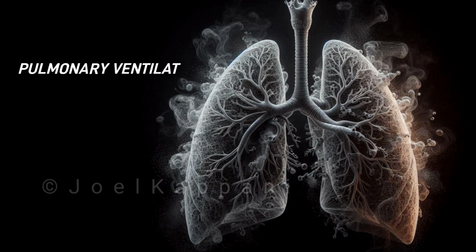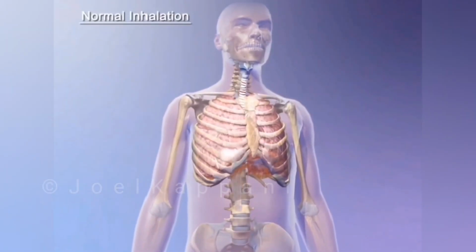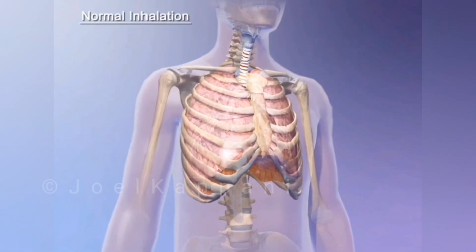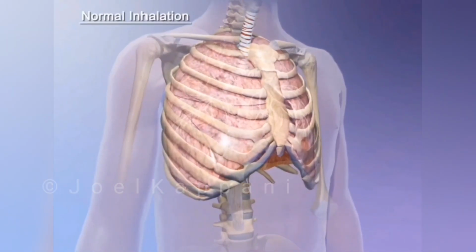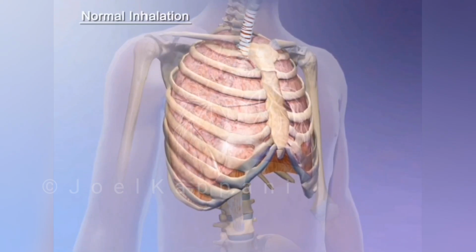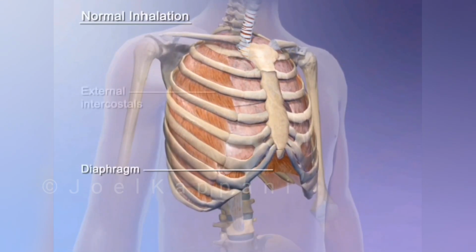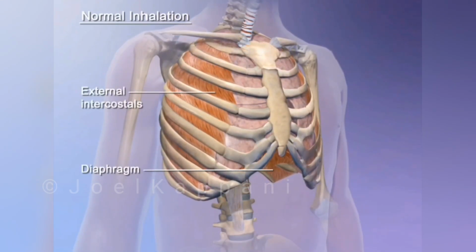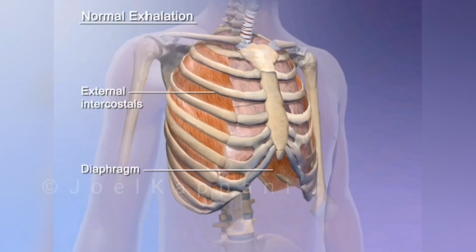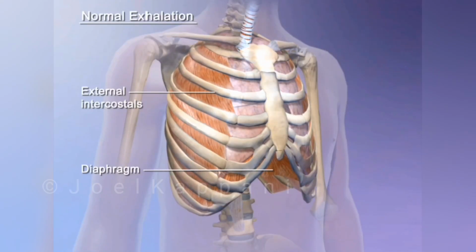Pulmonary ventilation. Pulmonary ventilation, or breathing, is induced by changes in the volume of the lungs and the air pressure within them. During normal inhalation, the diaphragm and external intercostal muscles contract, and the rib cage elevates. As the volume of the lungs increases, air pressure in the lungs drops below atmospheric pressure, and air rushes in. During normal exhalation, the muscles relax, the lungs become smaller, pressure inside them rises, and air is expelled.